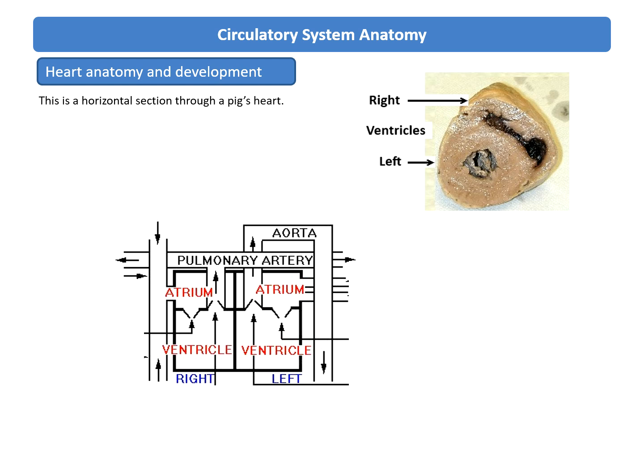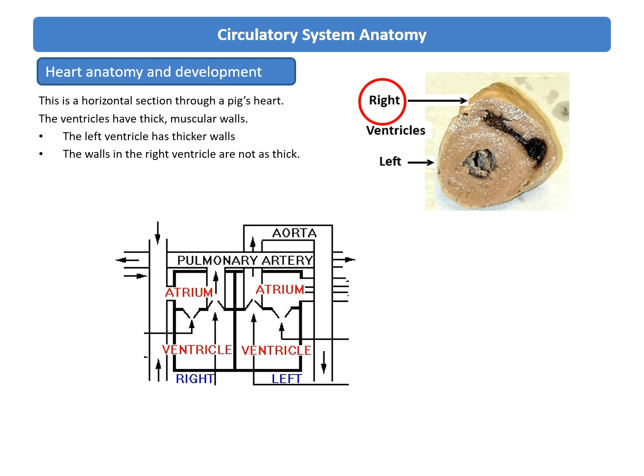Here's a horizontal section through a pig's heart. The ventricles have thick muscular walls. The wall of the left ventricle is thicker than the wall of the right ventricle. The atria have thin walls.